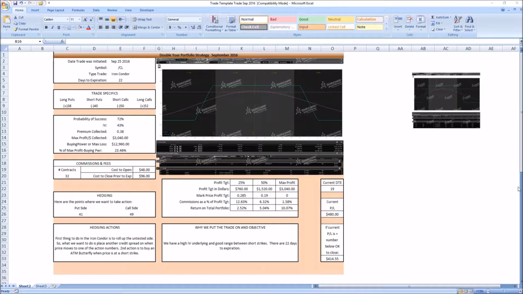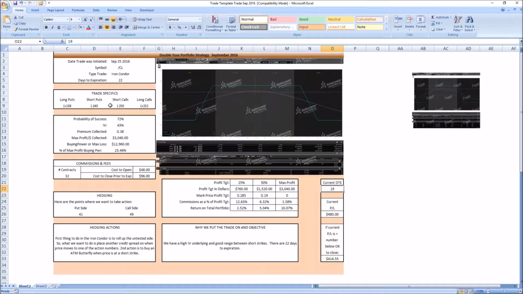What I'd like to do every day is just a real quick recap of all the trades that we've had on, just so you know where we stand. The first one we're going to start off with is the Iron Condor that we placed on crude. We opened this trade on September 25th, Sunday night. It was 22 days to expiration when we entered. Our current days to expiration are 19.